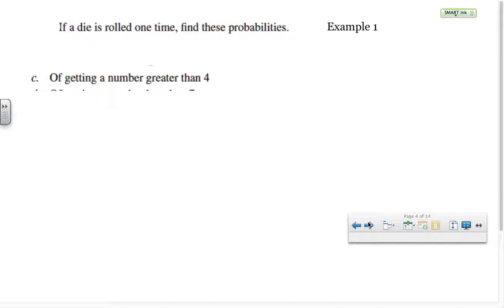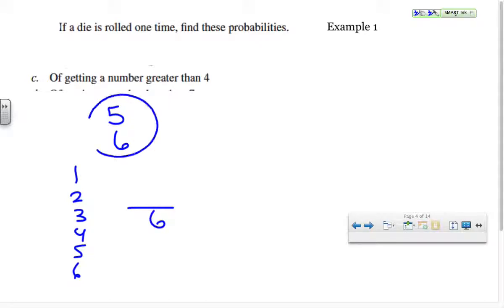I'm getting a number greater than 4. Now I want you to note that it does not say 4 and greater. So getting a number greater than 4, meaning I want to roll a 5 or a 6. Now my sample space is 1, 2, 3, 4, 5, 6. Those are all my possibilities. I have 6 possibilities. I want to roll a 5 or a 6. There's 2 of them there. That means my probability is 2 out of 6. I would ask that you also simplify these. So my probability is 1/3.